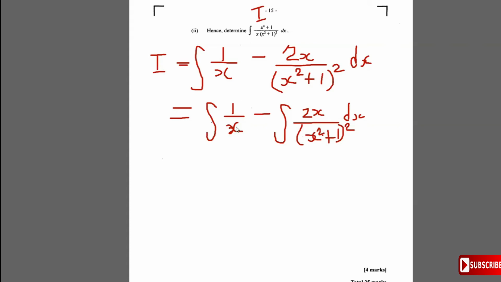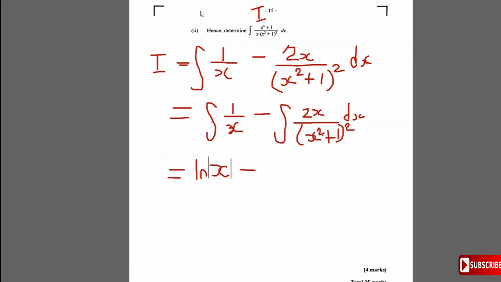All right, and so now the integral of 1 over x, you get ln x. You can put mod x if you want, it doesn't matter. So ln x, some people like to put ln mod x, just depending. All right, ln x minus the integral of this now, minus the integral of this.